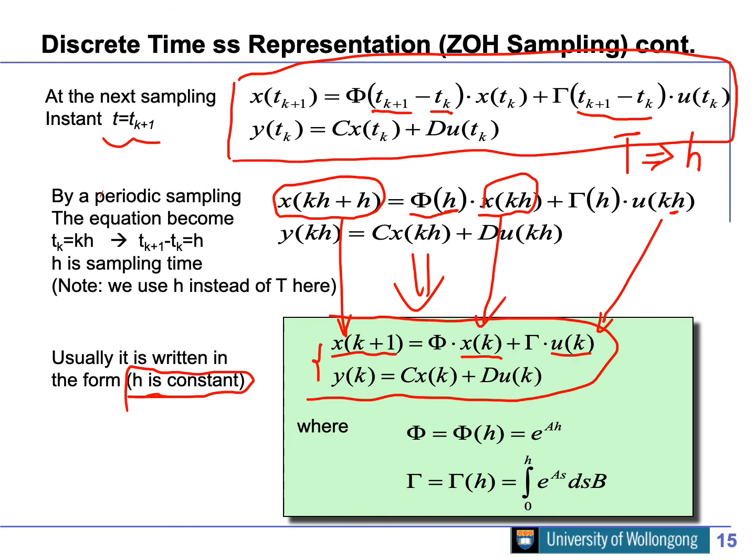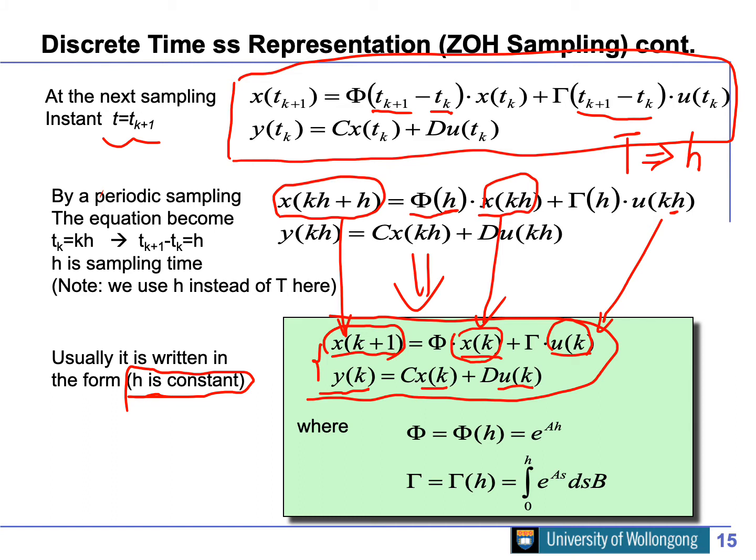So x(k+1) equals phi x(k) plus gamma u(k). x(k) is the value of the current sampling moment, u(k) is the input of the current sampling moment, and x(k+1) is the next state. So we can go from the input and the current state value to calculate the next state value. And also we can calculate the output through the current state value and the current input.